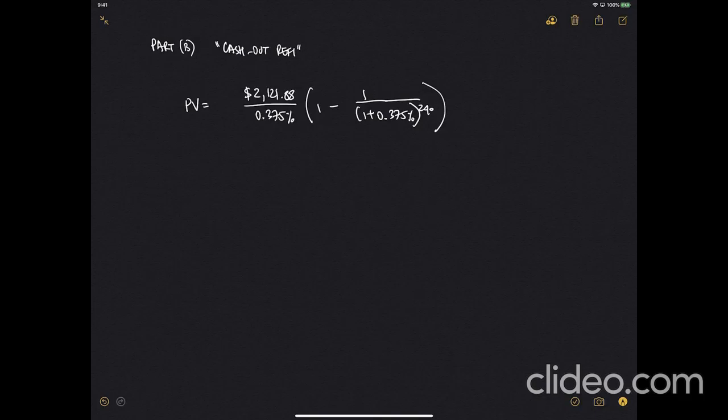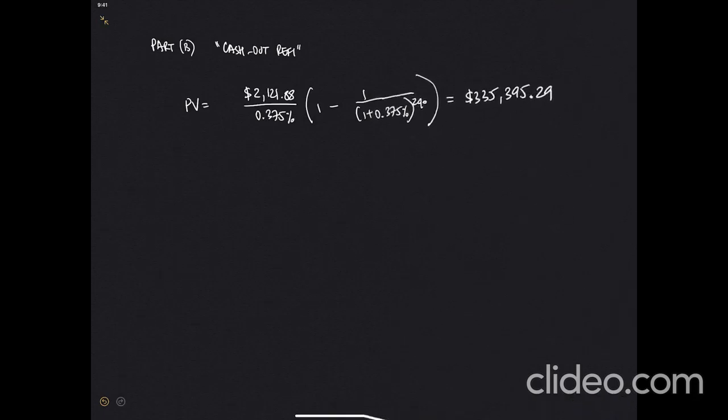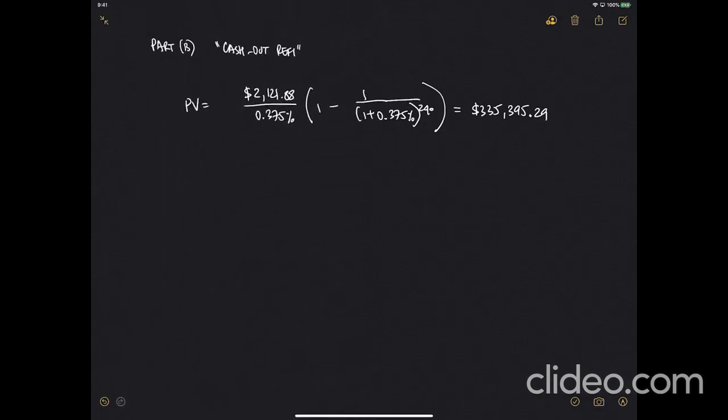And by computing this, this is the present value of how much we'll be able to borrow. This gives me $395.29. We will take this new loan from the bank and pay $300,000 on our existing mortgage to the other bank, therefore leaving ourselves with $35,395.29.